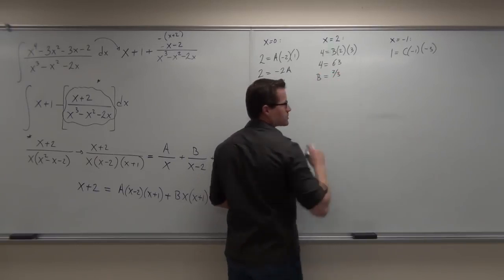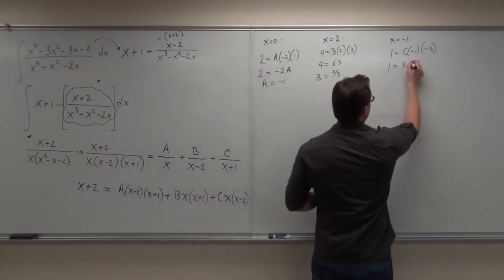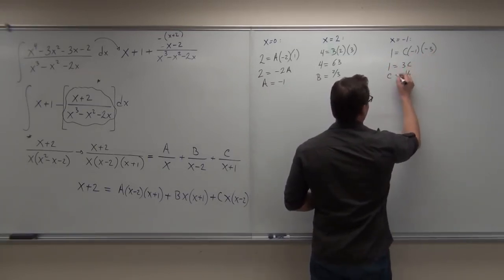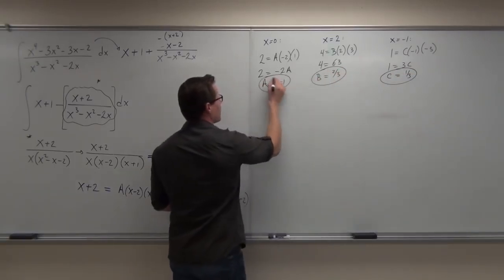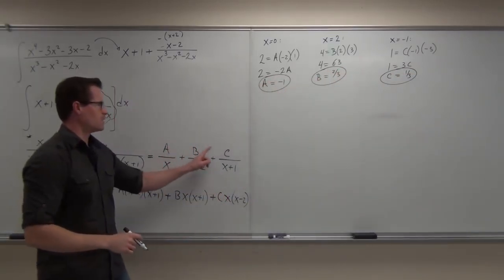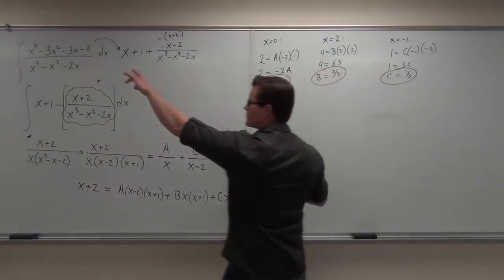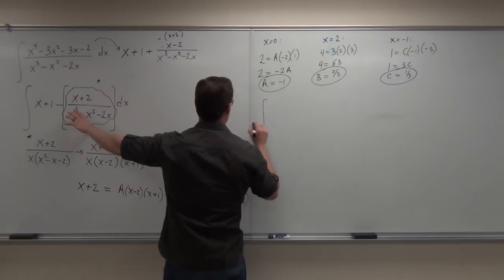Is it okay to get a fraction? Yes. Don't worry about it. 1 equals 3c. c equals 1/3. Hey, look at that. Those were the 3 constants I was looking for. A, B, and C. What that means is that our original integral changes to this.